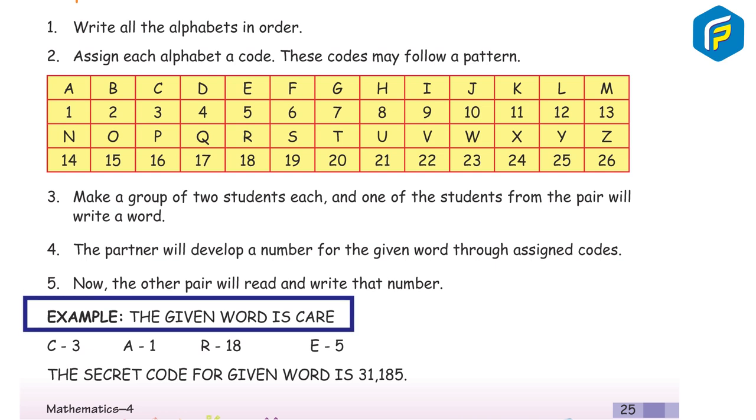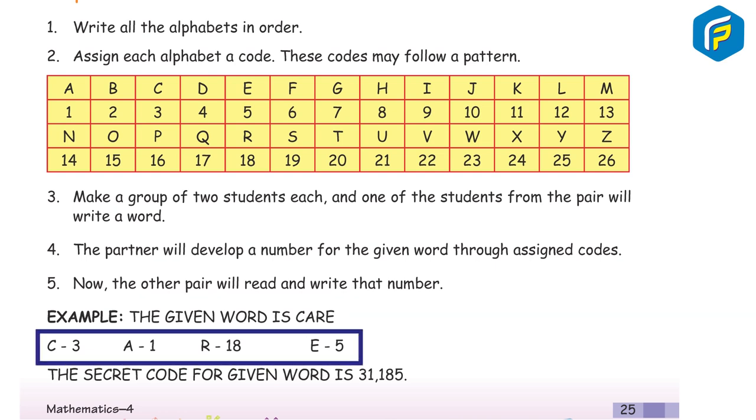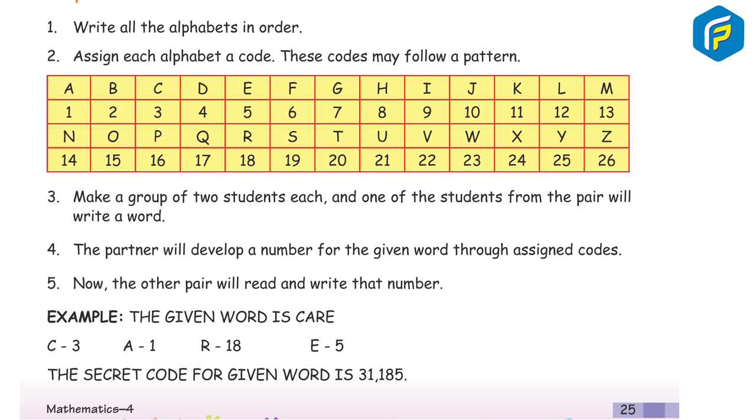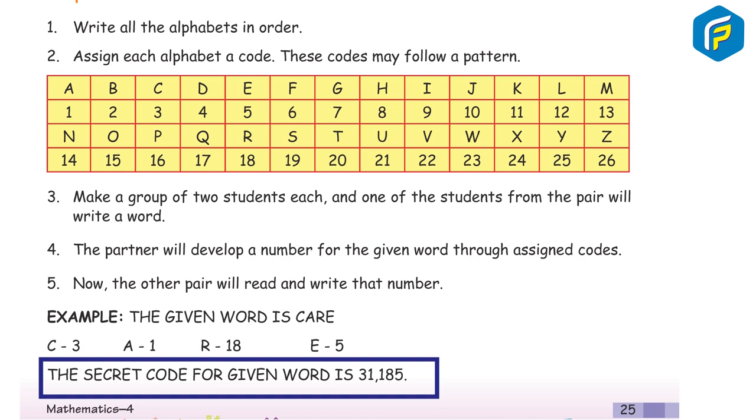Example, the given word is care. C is 3, A is 1, R is 18, E is 5. The secret code for the given word is 31,185.